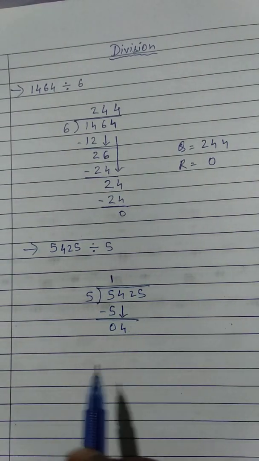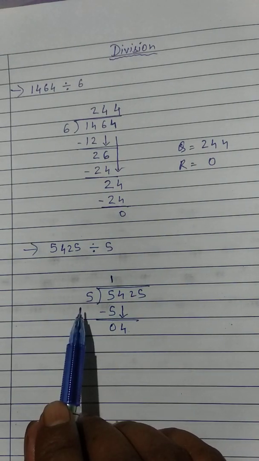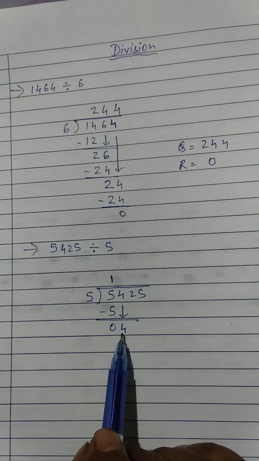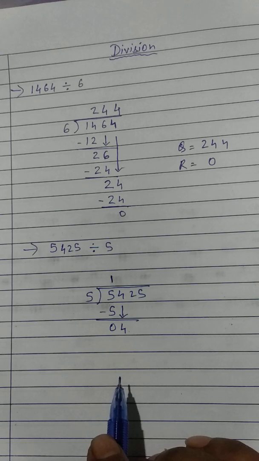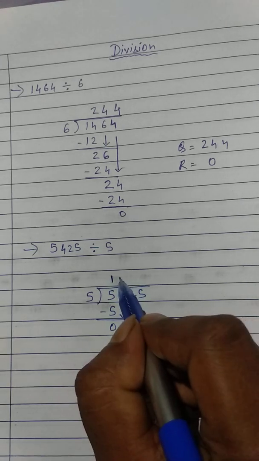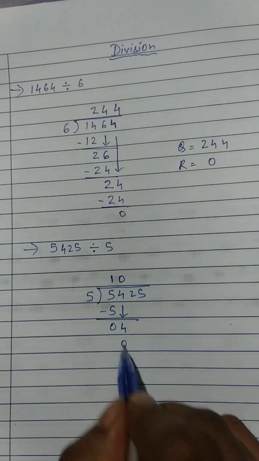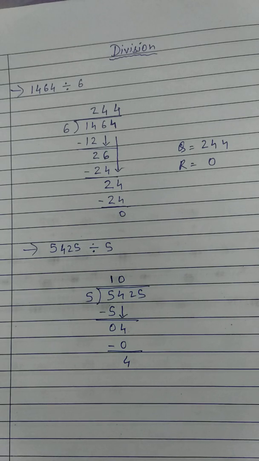Now we have to divide this. It is not possible to divide 4 by 5, but we cannot skip this number and we cannot move to another. We have to divide this. So what we do here, 5 zeros are 0. So here minus will be 4. 4 minus 0 is 4.